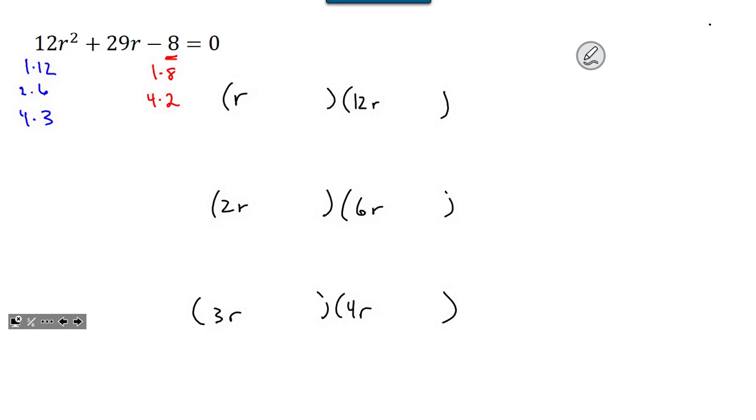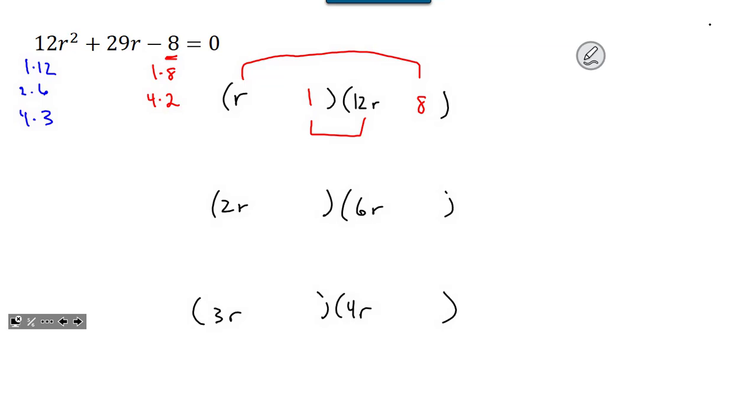And make sure you check it both ways. And what I mean by that is that, for example, if you decide that you're going to put the 1 there and you're going to put the 8 there, because then what you're trying to do is see when I do my FOIL, so when I do my outside and my inside, and whatever I put there for my signs, I've got to get a negative 8, which means my signs would need to be opposite, but I've also got to get a positive 29.